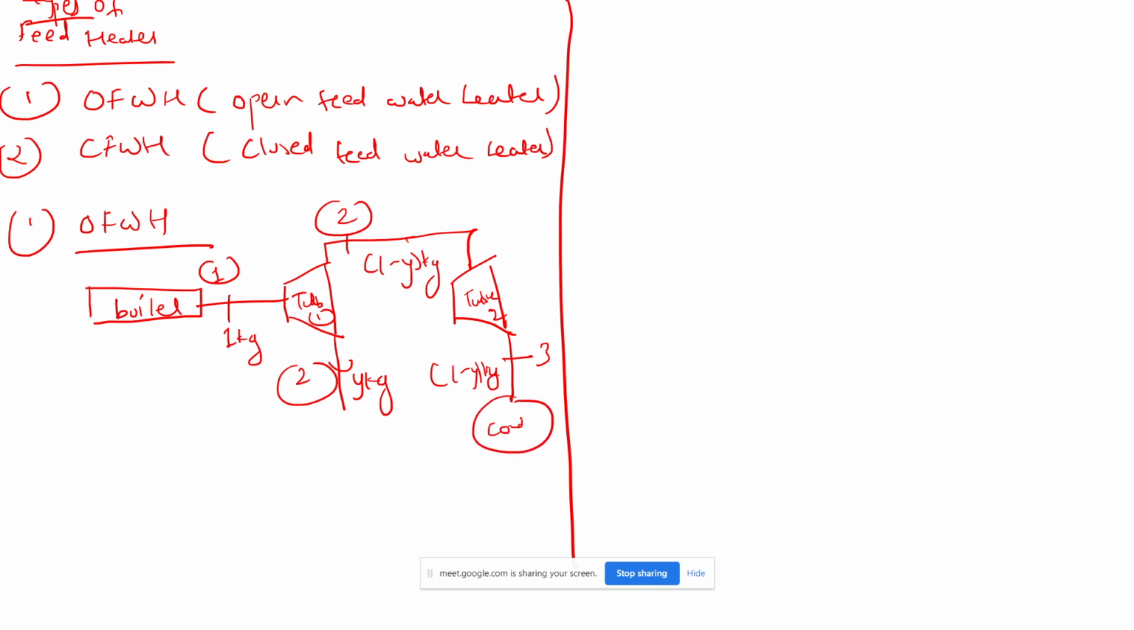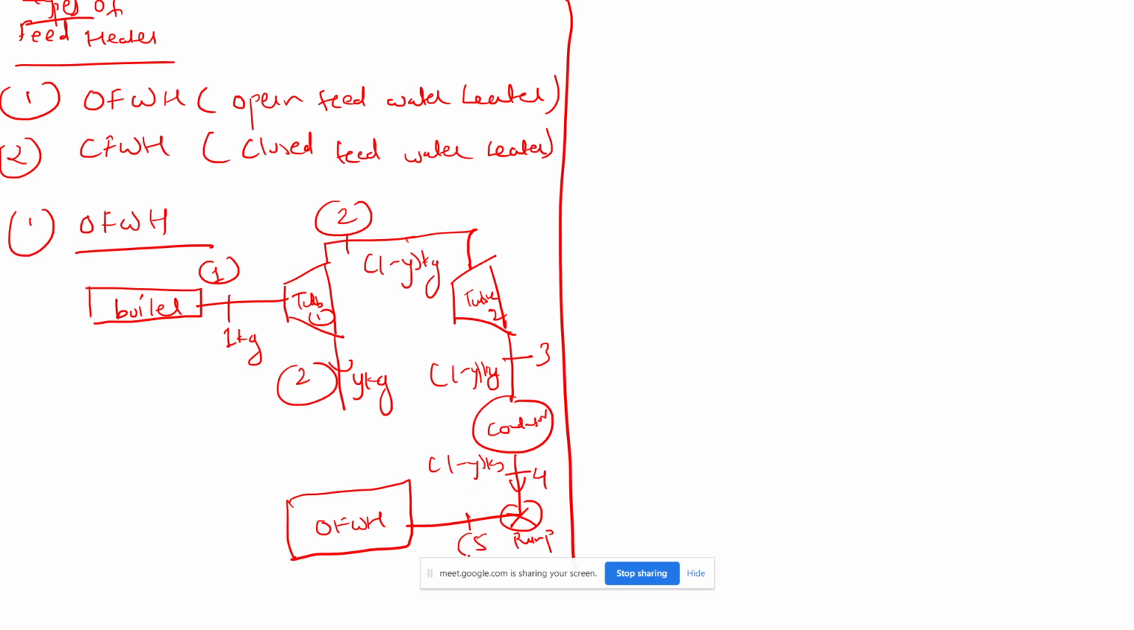Then it will go to the condenser. From the condenser heat will be rejected. It will come to point 4, and here also 1 minus y kg will be there. Now after that, the steam rejected from the condenser, here it will be a pump actually. After that pump, what will it do?